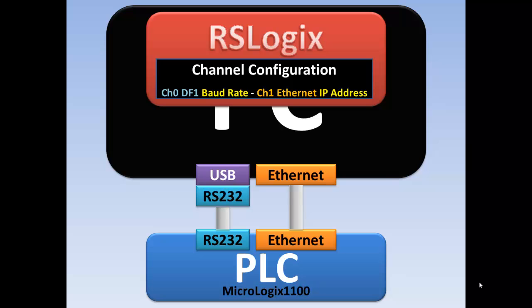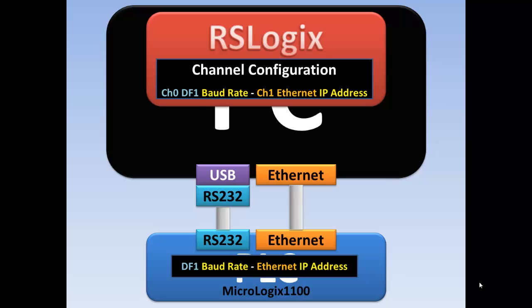We have a channel configuration that is resident in RAM in the RSLinx application. If you close RSLinx and save it, then that channel configuration is still resident, but it's on your hard drive. Now the PLC itself also has a configuration for its RS-232 port and its Ethernet port. So when it arrives from the factory, it is configured. It's not necessarily configured the way you want it to be configured.